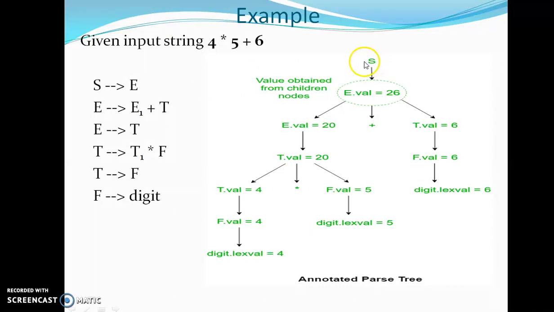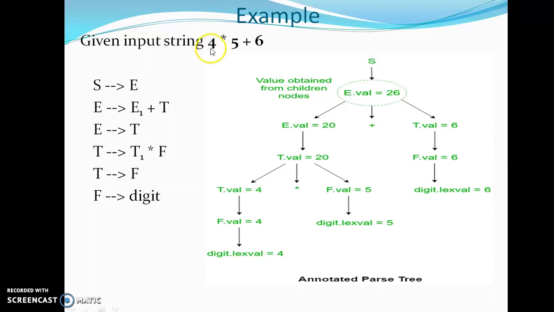So we initially will construct the parse tree, then we'll see how to calculate these values. While constructing any tree, we can start from the starting variable. Here the starting variable is S. Now for S only one production is given. We can start from S. It gives E. Here dot val is the attribute value. So S goes to E, that is E.val.